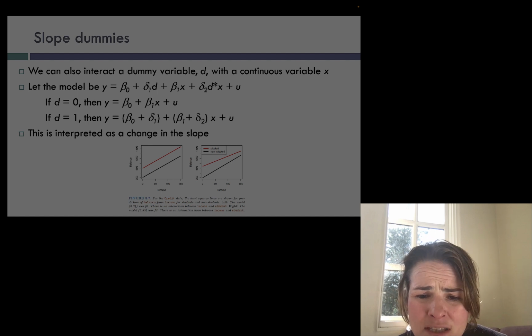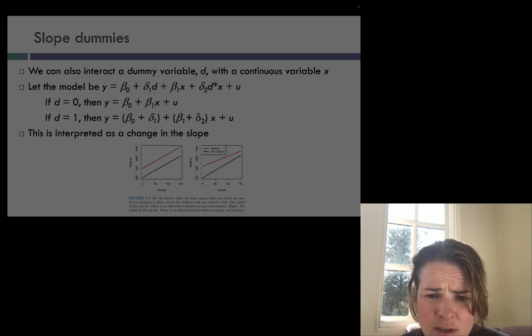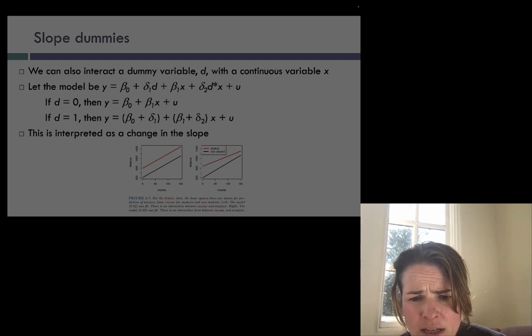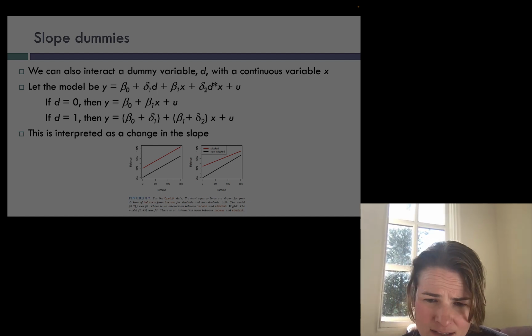So for example, in this case, we have students and non-students and how income affects their credit balances. This comes from the textbook. And it says that basically students and non-students, as they have more income, it has a different impact on their credit balance, right? So students have credit balances that go up more slowly than non-students as they have more income.